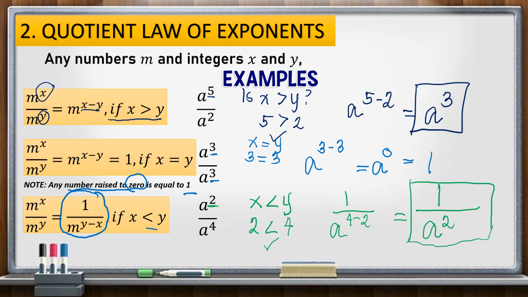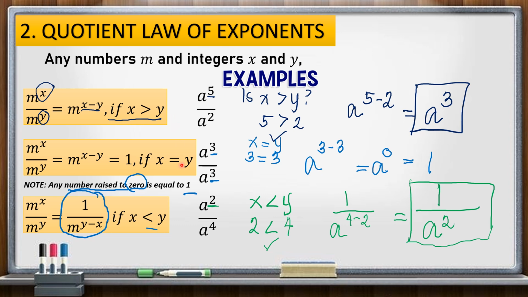So that is the second law of exponent, the quotient law of exponent. So you have to consider these three things, okay? If x is greater than y, then you'll just simply subtract the exponent of your variable or exponent of your bases.